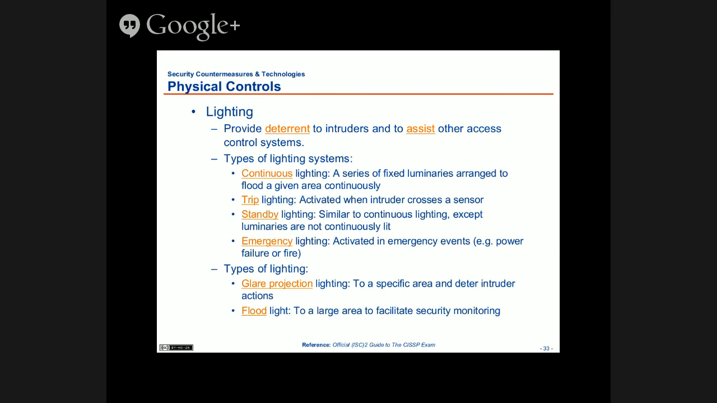Then you have different types of lighting. You have glare protection lighting. This is for a particular area to deter intruder actions. And then, of course, you have a floodlight, and this basically is to light a large area.